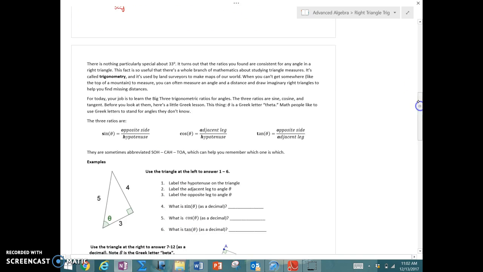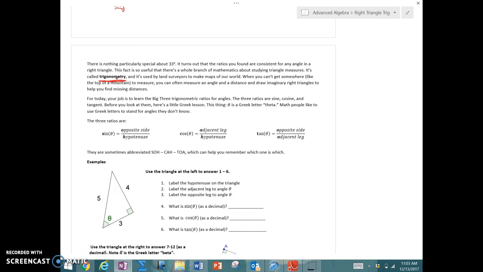Now as we flip our page over, the next piece is we've only been looking at angles of 33 degrees, but it's important to know that's not special just to 33 degree angles. Turns out the ratios you found are consistent for any angle in a right triangle. This fact is so useful that there's a whole branch of mathematics about studying triangle measures. It's called trigonometry, which is what we said this chapter is about. And it's used by land surveyors to make maps of our world. When you can't get somewhere like the top of a mountain to measure, you can often measure an angle and a distance and draw imaginary right triangles to help you find missing distances. So there's a ton of real-world application with trig.